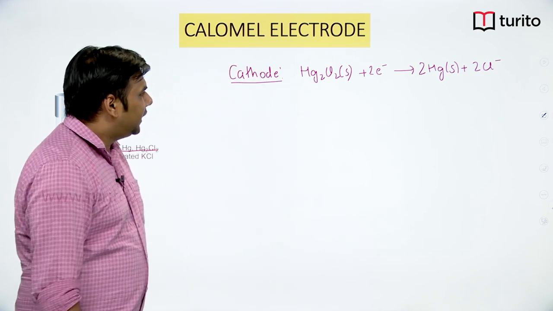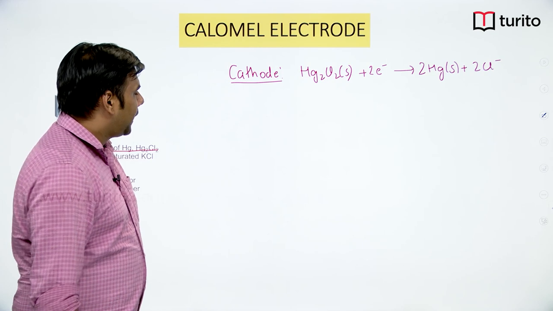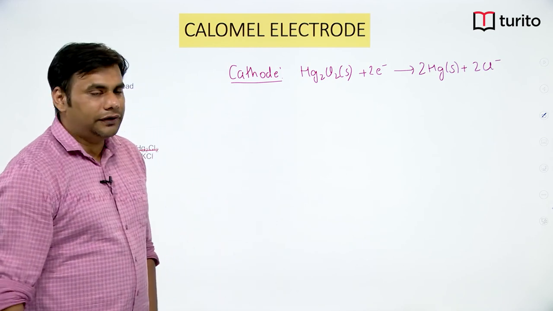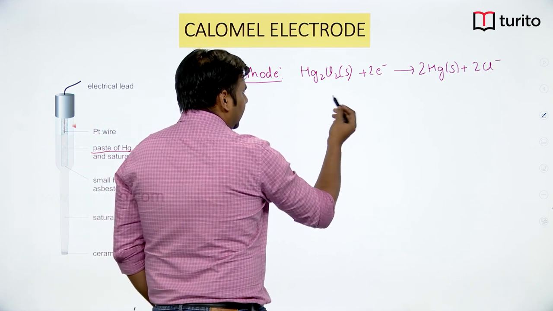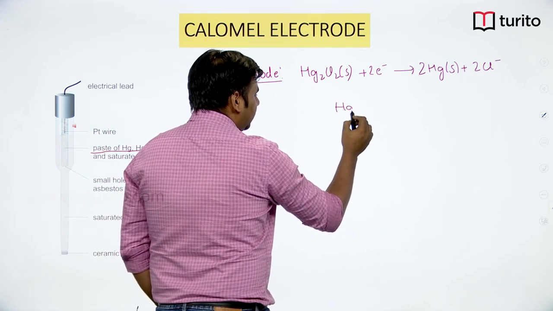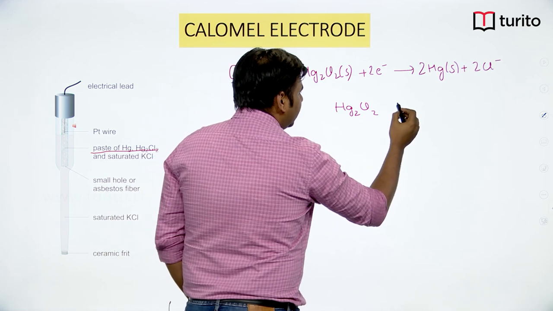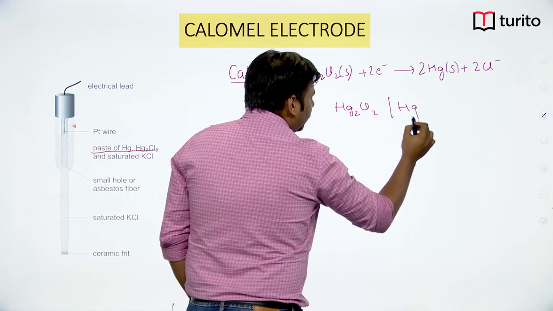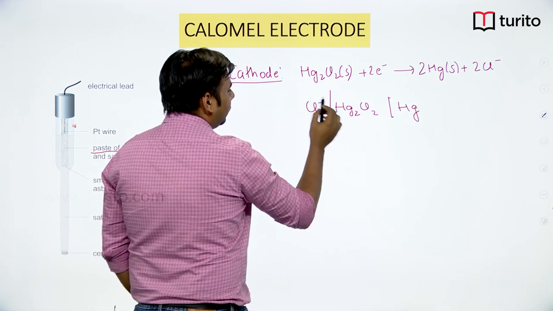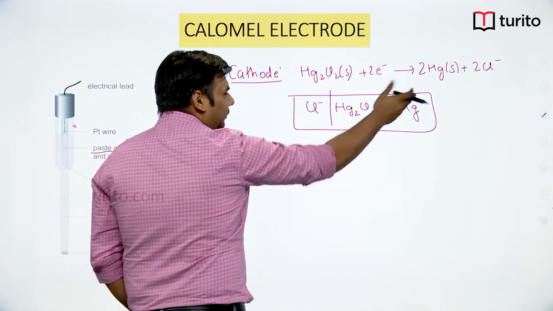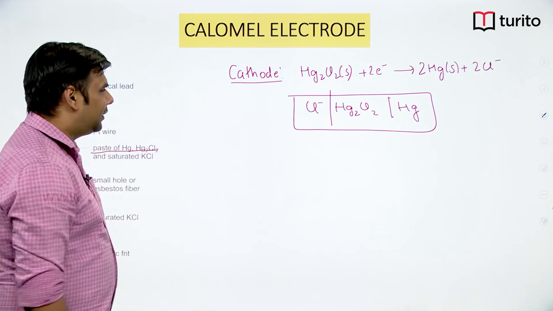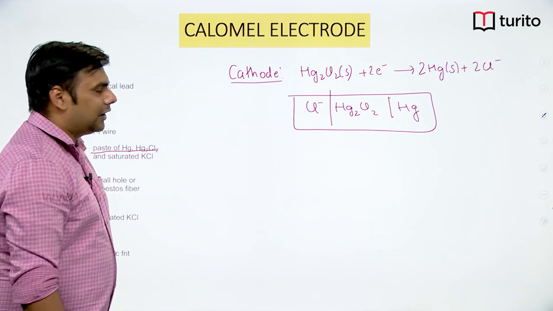So if we want to write the cell notation of this, we know that Hg2Cl2 is changing into Hg, and when you enter into the solution, we'll get chloride ion. So this is how you represent it. Sometimes the chloride ion is written over there also, so it is not that confusing.